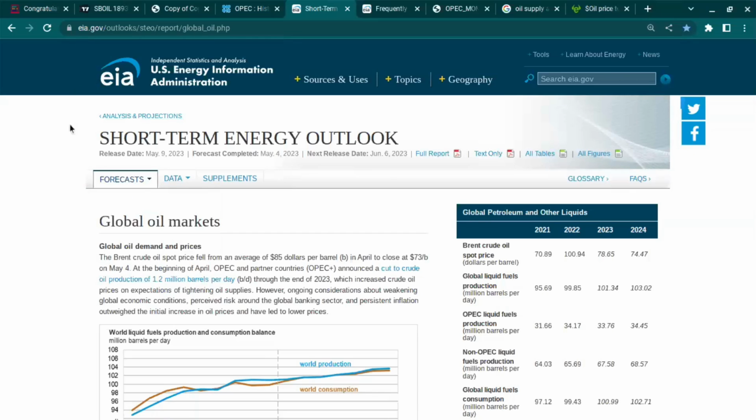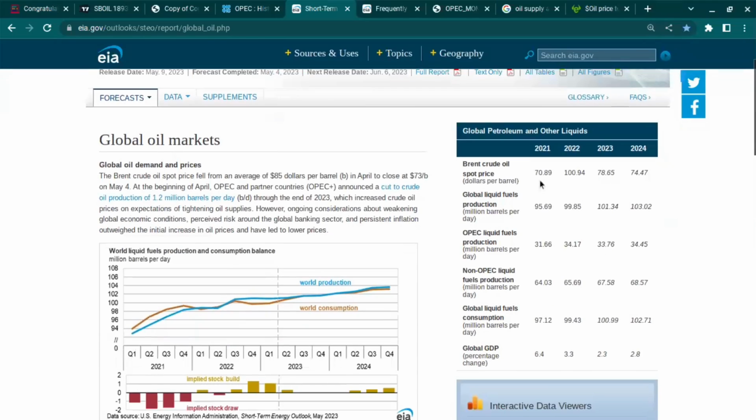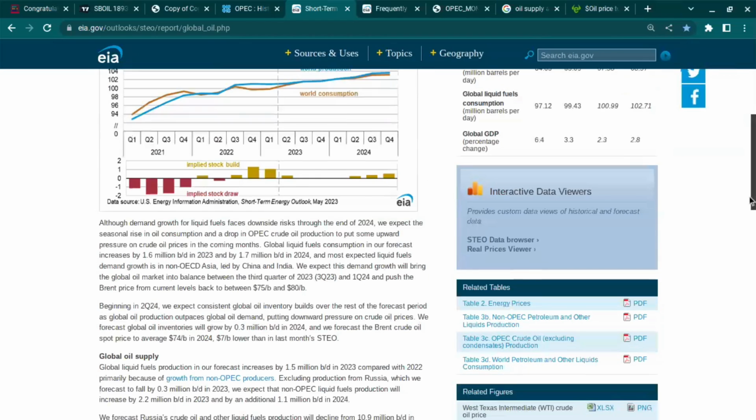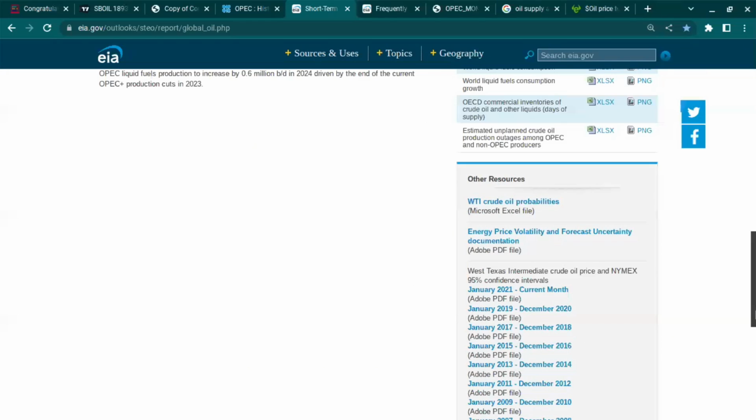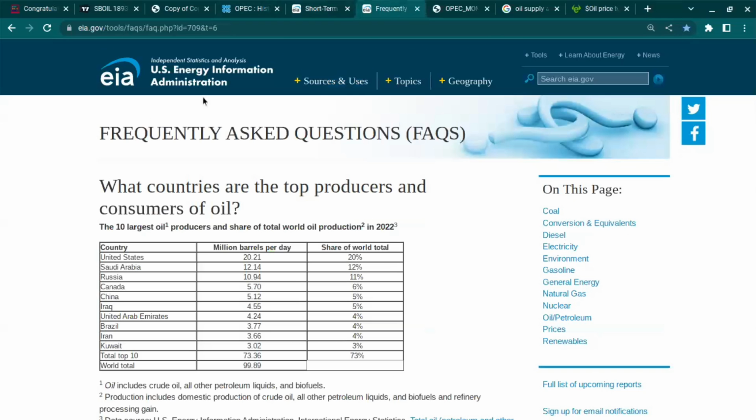We got something here from the EIA, Global Oil Markets and Short-Term Energy Outlook, basically just telling us what the predictions are. We can see some predictions for Brent crude in terms of dollars per barrel. We can see something coming up and where they think it's going to land, and we can also see the production and demand. These are all the places that you would do research if you are someone who's interested in investing in oil. You want to find out which are the big producers, because this is what controls the supply side, right? So remember, supply versus demand.